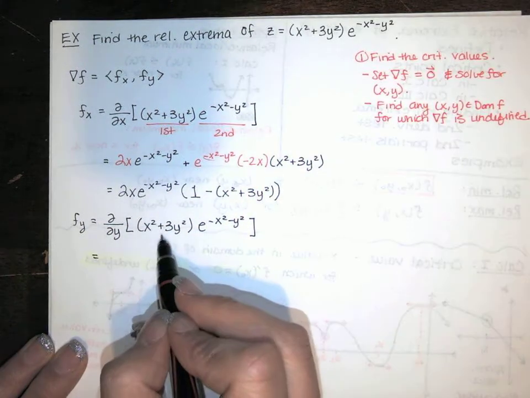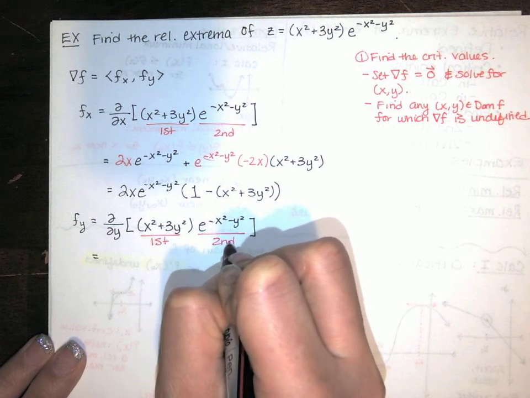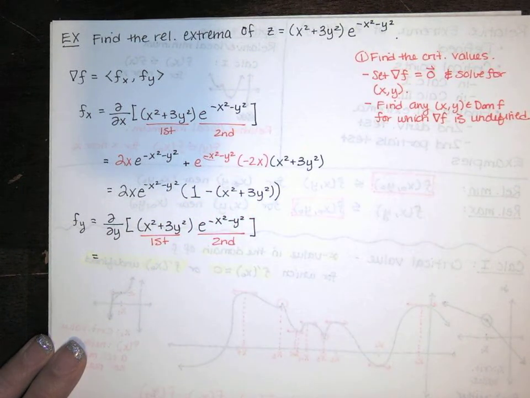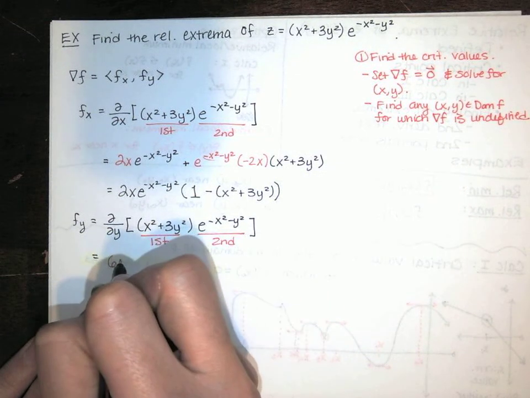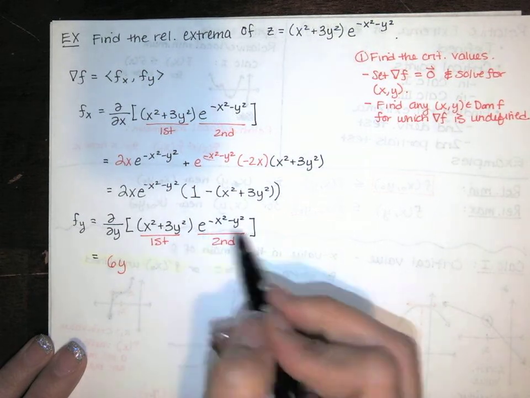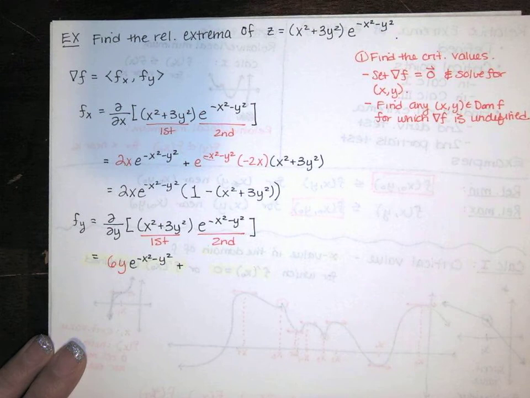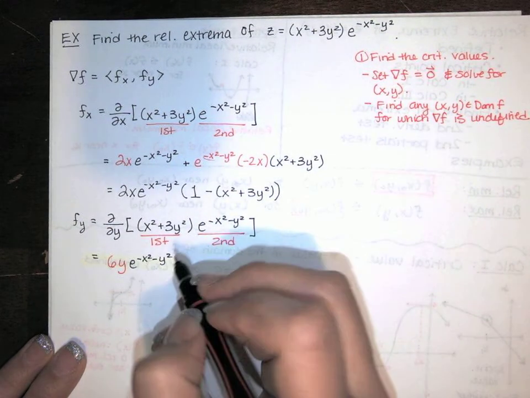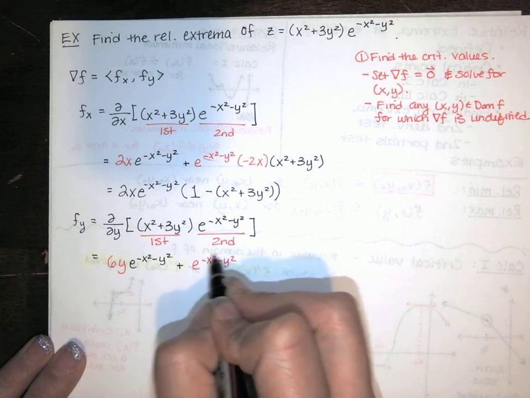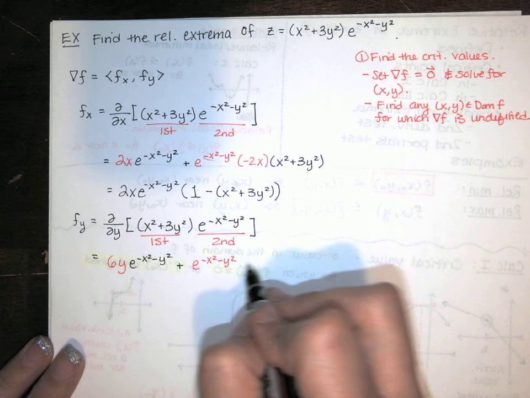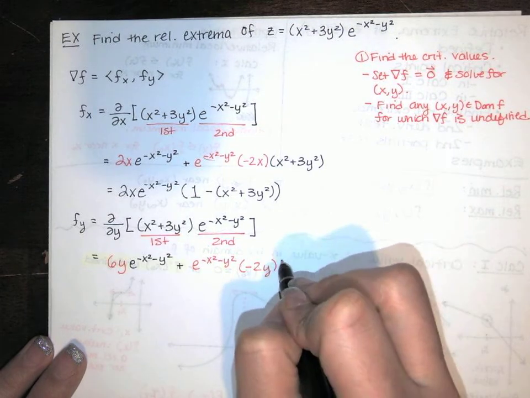We've got to use the product rule again because I've got a function of y times a function of y. So this is my first function and that's my second function. So we get derivative of the first with respect to y, treating x as a constant. So we get 0 plus 6y. Derivative of the first times the second plus the derivative of the second. Derivative of e to some power is e to that power, times the derivative of the inside with respect to y. I'm treating x as a constant, so that's negative 2y, times the first, undifferentiated.